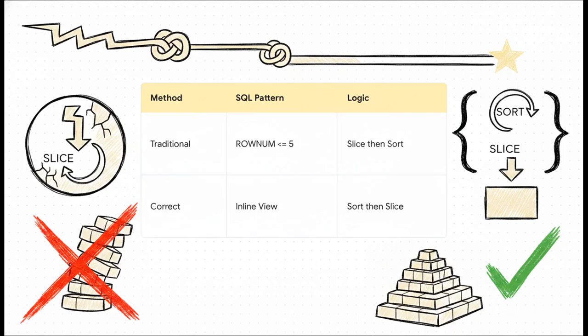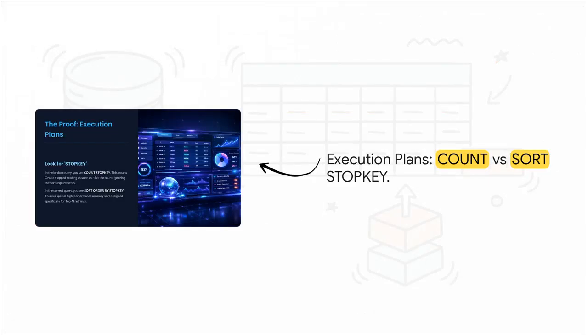Notice those parentheses. You are forcing the database to sort the entire table inside that subquery first, and only after that sort is 100% complete do you apply the rownum filter on the outside. This is completely deterministic. It correctly sorts first and then slices. And this brilliantly illustrates what's really happening under the hood when we pull up the execution plans.